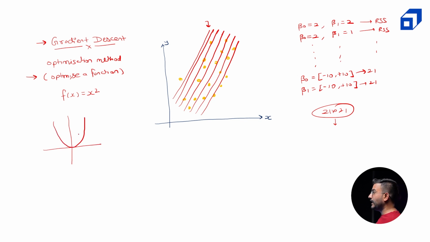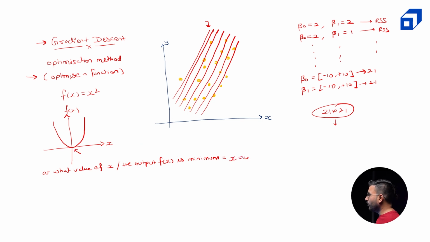Now gradient descent can help us to find out the value of x where f of x, which is the output, is minimum. So at what value of x the output f of x is minimum. And if you look at the picture, if you look at the plot, you can say that at x is equal to 0, my function, the output, is also minimum.